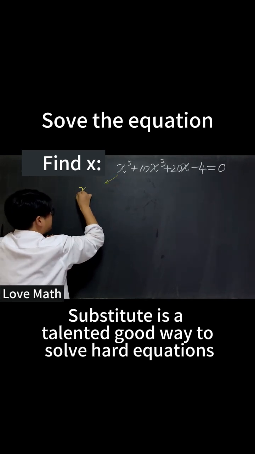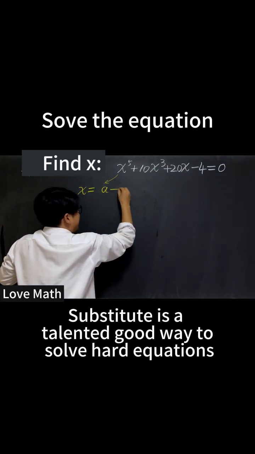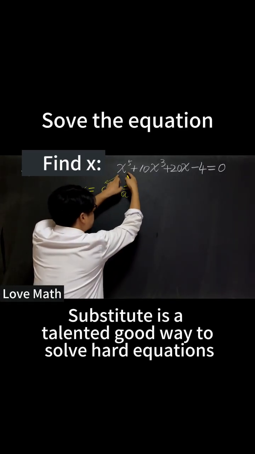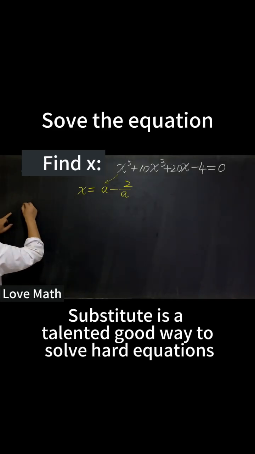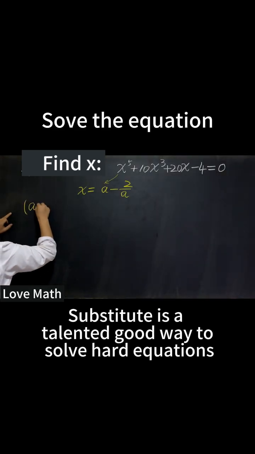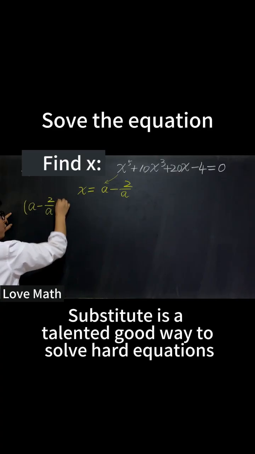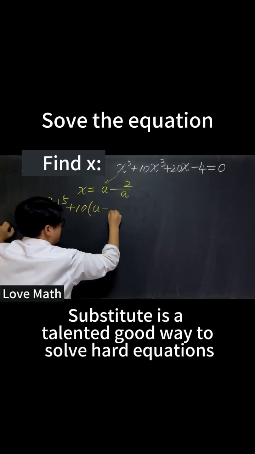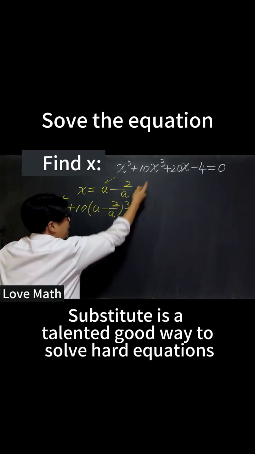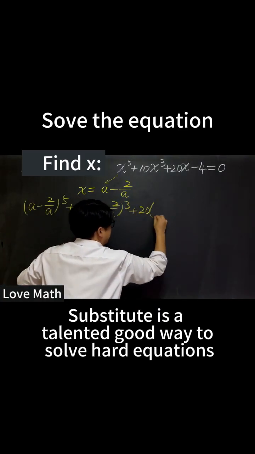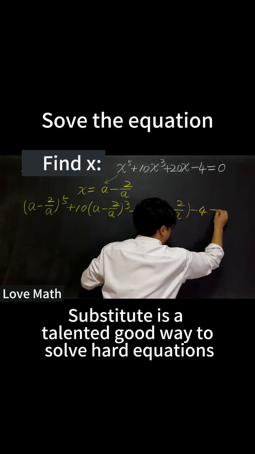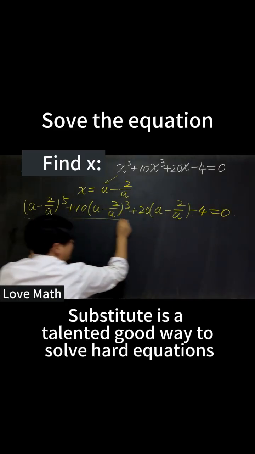He made an assumption. He assumed x equals (a minus 2) divided by a, and then substituted (a minus 2) over a into the equation. What kind of equation did he get? He got an equation in terms of ((a minus 2) over a) to the fifth power plus 10 times ((a minus 2) over a) to the third power, plus 20 times (a minus 2) over a, minus 4 equals 0. In the end, he transformed the equation into this form.